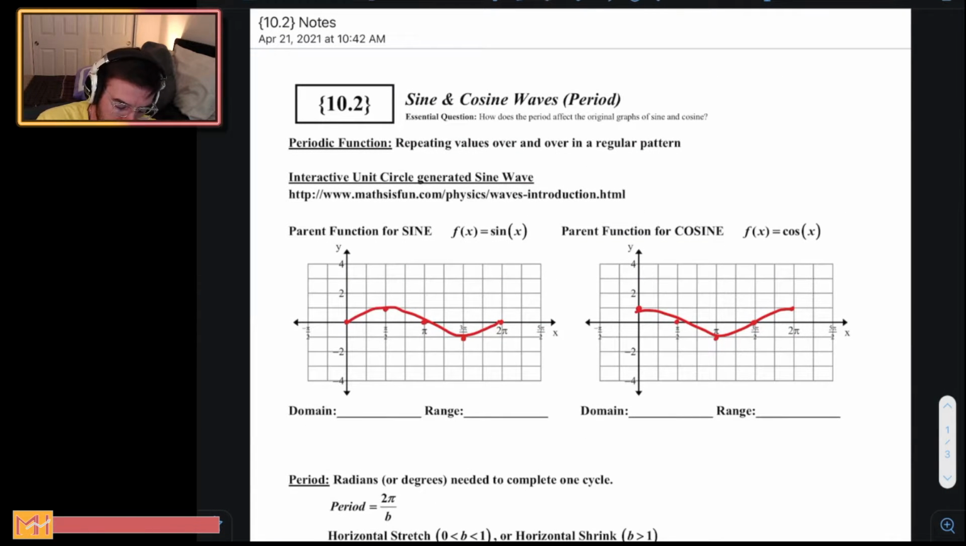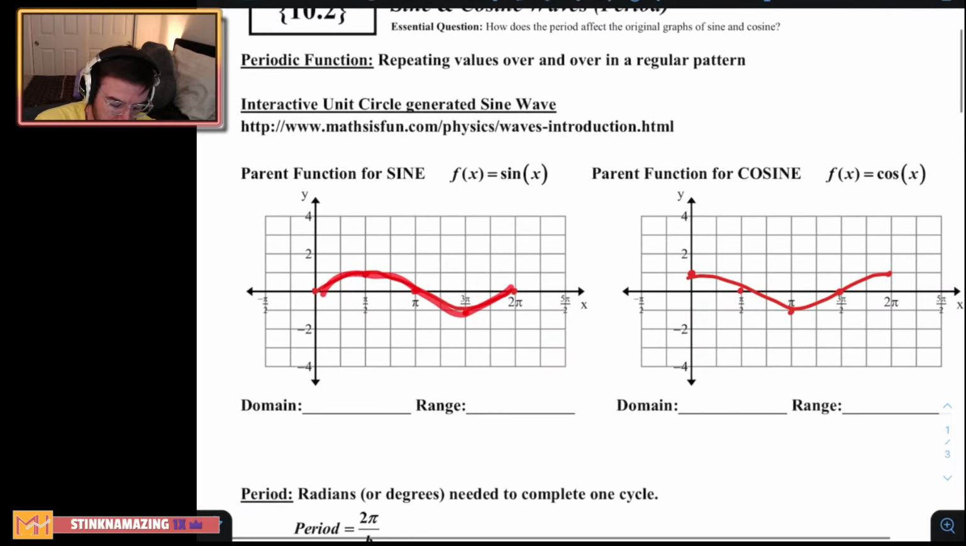We're looking at more graph stuff, okay? So here's our sine function. I've pre-graphed it for you. It starts at 0, goes up to 1, works its way back down. Here's cosine. Starts at 1, works its way down, and then goes back up. And then from here, it just repeats itself and repeats itself, right?